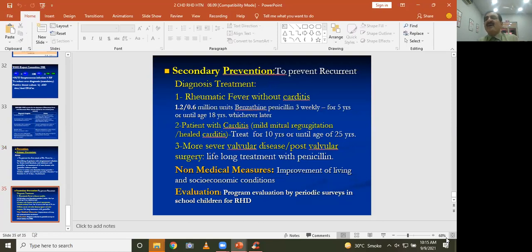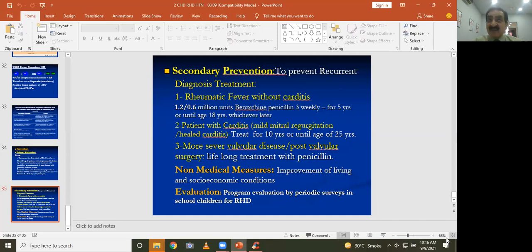Secondly, early diagnosis, so that there is no recurrence of infection. You diagnose it by sign and symptom, and then the throat culture, ASO titer, and C-reactive protein. You diagnose at the earliest possible time, so that there is no carditis.